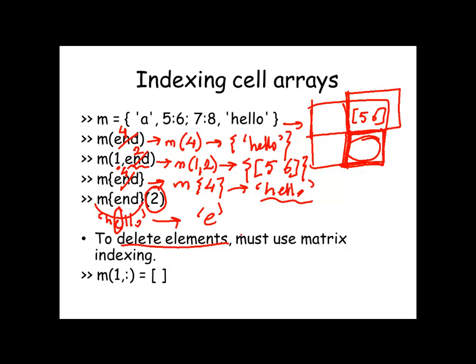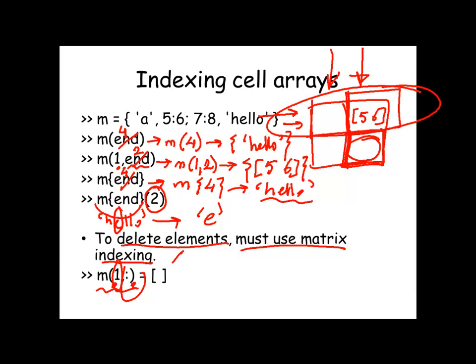To remove elements from a cell array, you must use matrix indexing, meaning you must use parentheses, not curly brackets. In this example, I am referring to the first row and all columns, so the first row of matrix M and the first 2 columns of matrix M, and I'm removing it by assigning it to an empty vector. And as a result, the cell matrix M will become a cell array that contains only 2 elements, which will contain the values 7, 8 in the first cell and hello in the second cell.